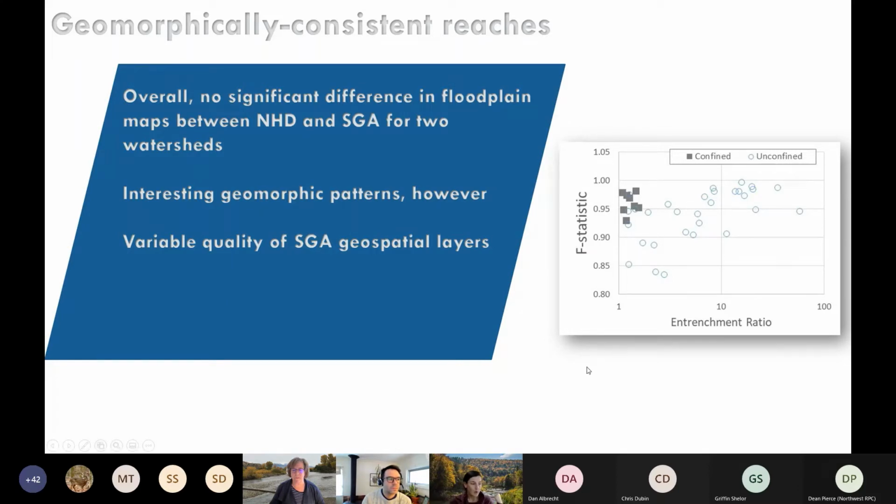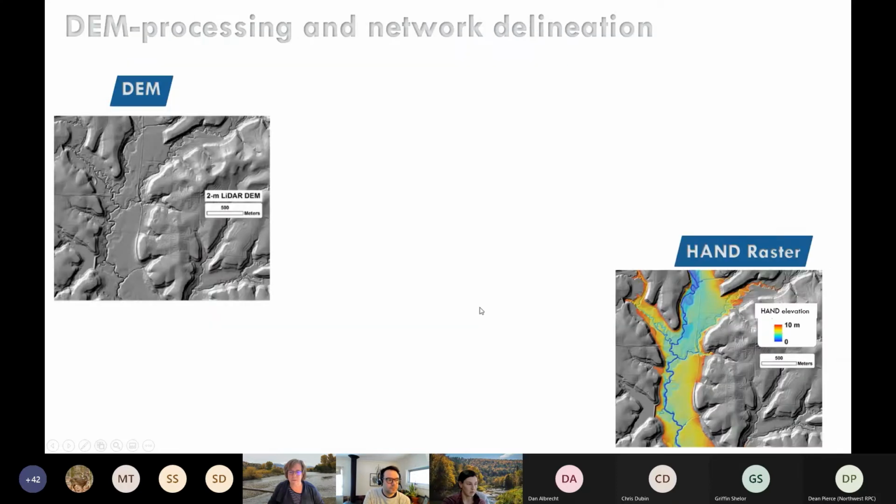However, while there's a lot of value in these SGA reaches, we ended up deciding not to go with it for a variety of reasons. One of the big ones is the variable quality of the SGA geospatial layers. All of the great data that's been collected through the DEC hasn't been fully translated into these geospatial data sets. And so we still are very interested in pursuing this route, and I'll talk about it a little bit more towards the end.